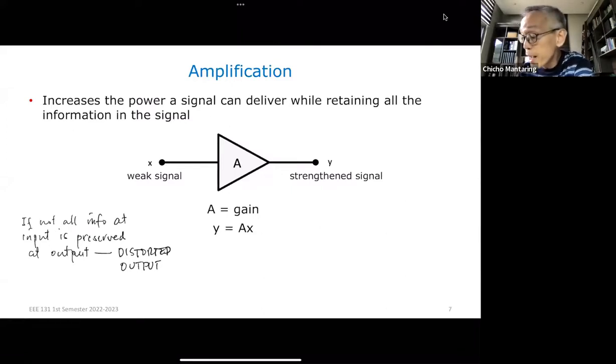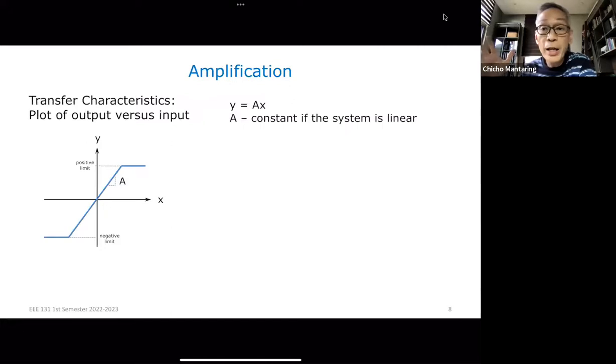Okay, so A is called your gain. And mathematically, your amplifier is described by the equation Y = AX. Now you can describe your amplifier using its transfer characteristics. So your transfer characteristics is a plot of the output versus the input. In this particular case, Y is your output, X is your input, and this is the typical plot of the transfer characteristics of an amplifier.